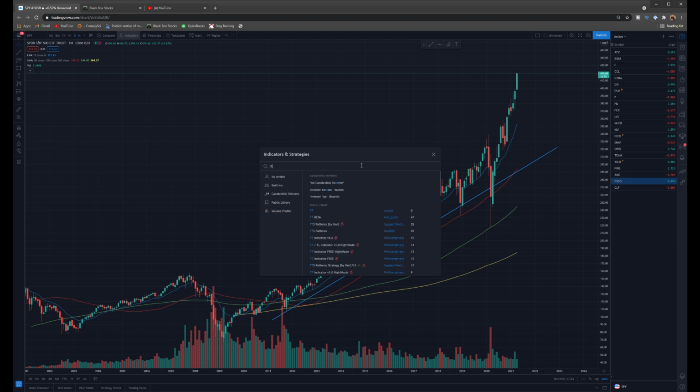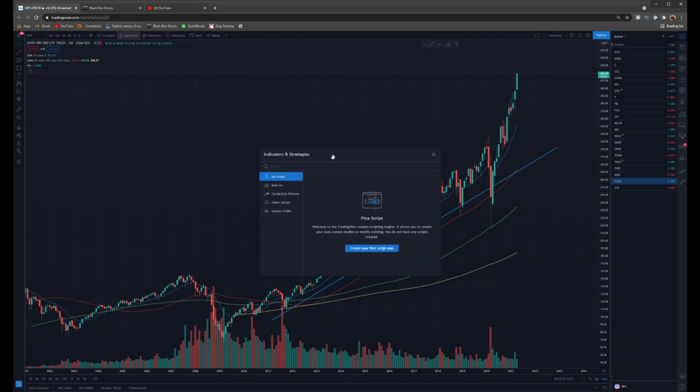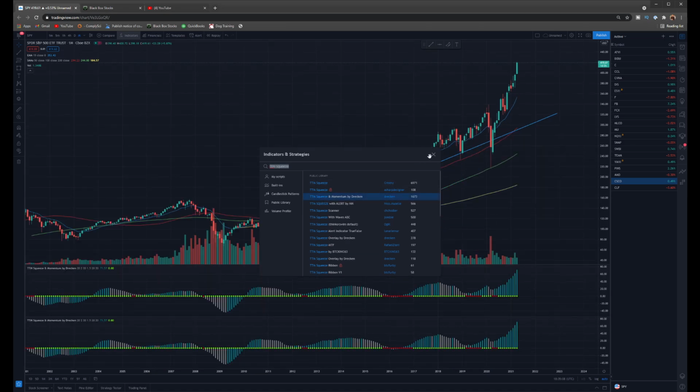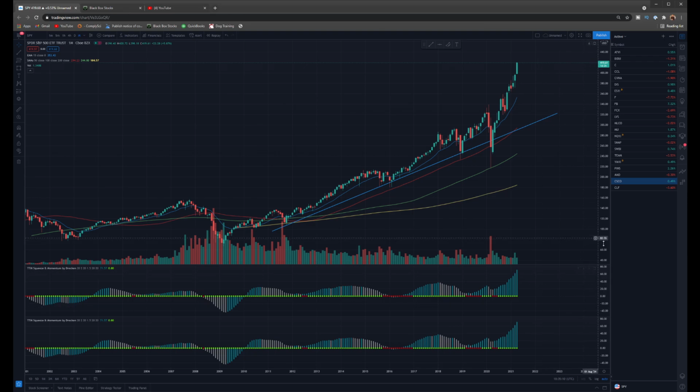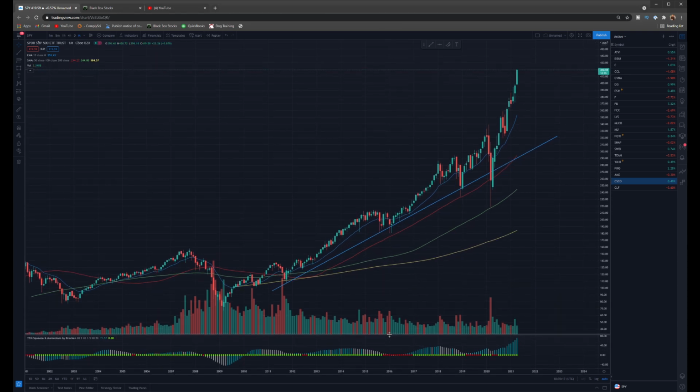And then I'm going to look up TTM Squeeze. Oops, I messed that up. Here we go. TTM Squeeze. And remember, we want this one, TTM and Momentum by Drekken. This is the one I like the best. I accidentally put 2 of them. Now to remove any of these down here, you just click this little X. And this is the setup. This is what I run right now.